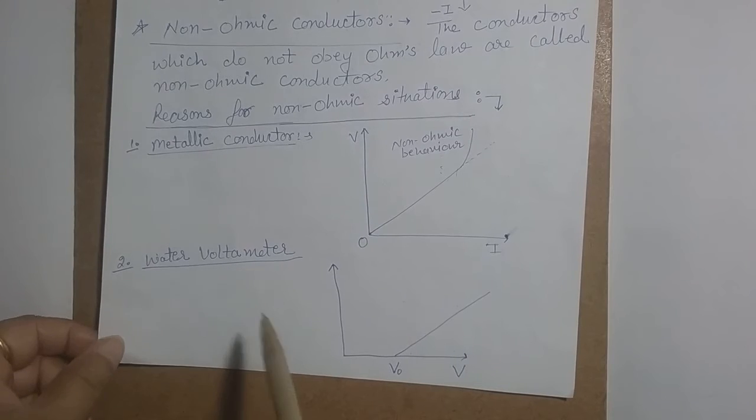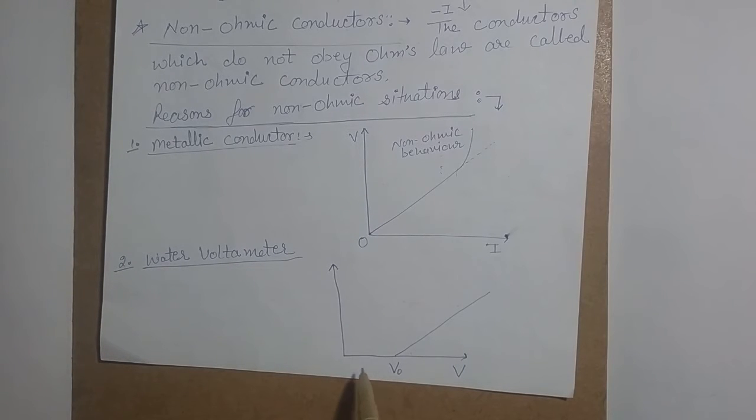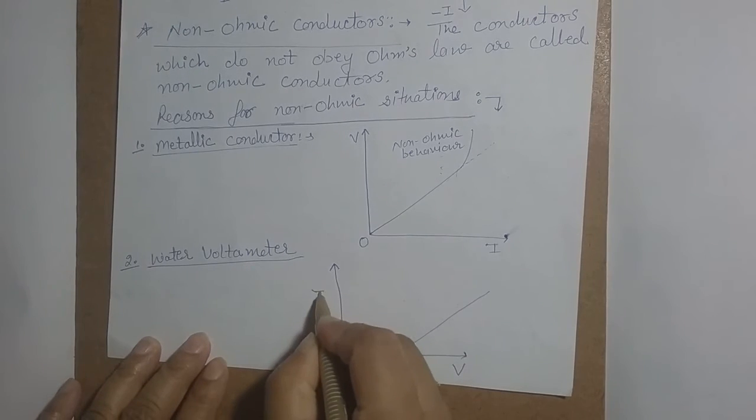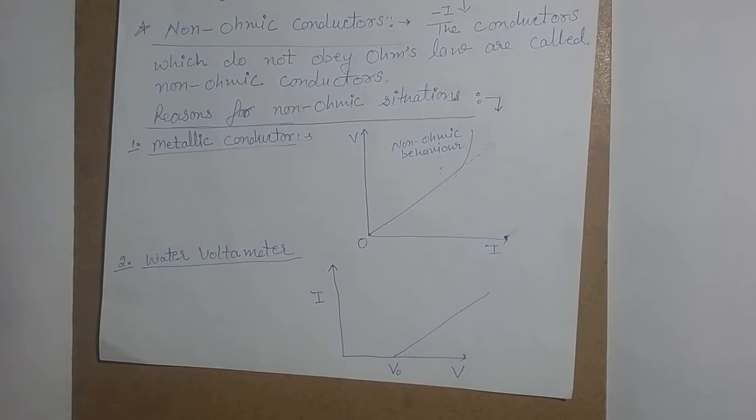Water voltmeter. In that case, with increase in potential, there is no change in the current through that particular voltmeter. After reaching a threshold value, that is V0, with further increase in potential, the current starts flowing through that particular conductor. So this is the case of a water voltmeter.